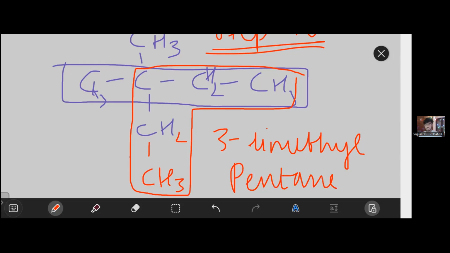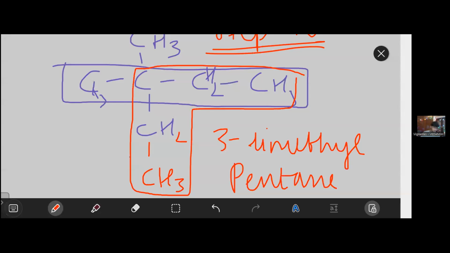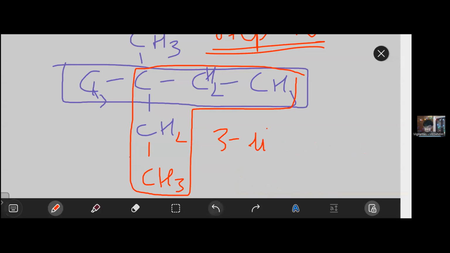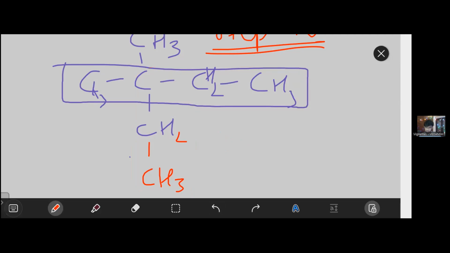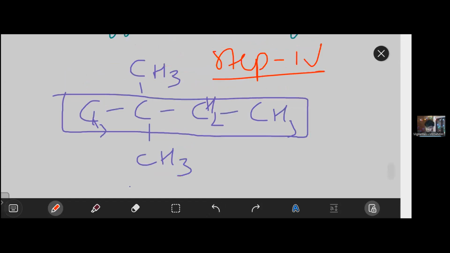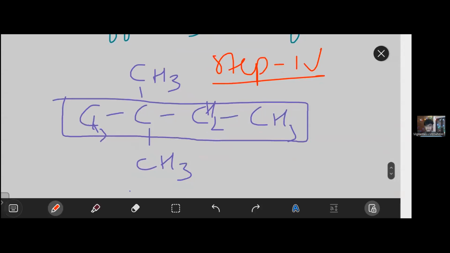Sorry, I was talking about how it is 3-dimethyl pentane. Why? I'll tell you in the coming lectures. So let us focus on this. It can be like this also. Now let us just focus on this one. So step 1 is done. We identified the parent chain.